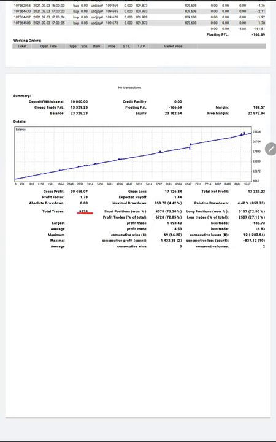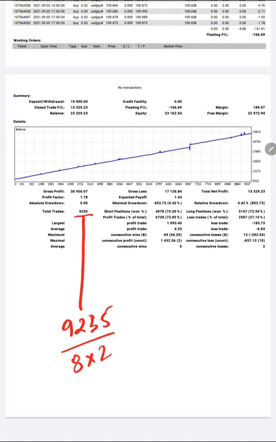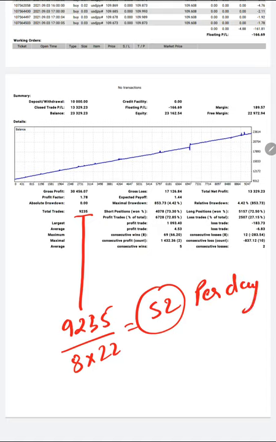So see, 935 trades in 8 months. In 8 months there are 22 live trading days, so you get around 52 trades per day. And yes, absolute drawdown is almost zero. Maximal drawdown is around 4 to 5%. It hardly goes up to 10%, and if the market is very volatile and going in one direction, then it may reach 10 to 15% only.